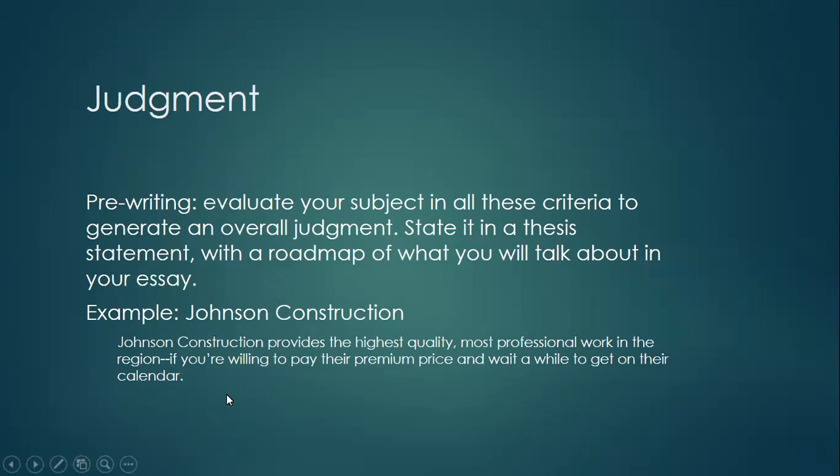Judgment. Your judgment is your overall statement about the quality of something. It's usually not going to be all good or all bad. You want to look at those criteria and in one or two sentences explain what your overall view of the quality of your subject is. So for example, if I'm evaluating a particular company called Johnson Construction, this might be my statement. Johnson Construction provides the highest quality, most professional work in the region if you're willing to pay their premium price and wait a while to get on their calendar.